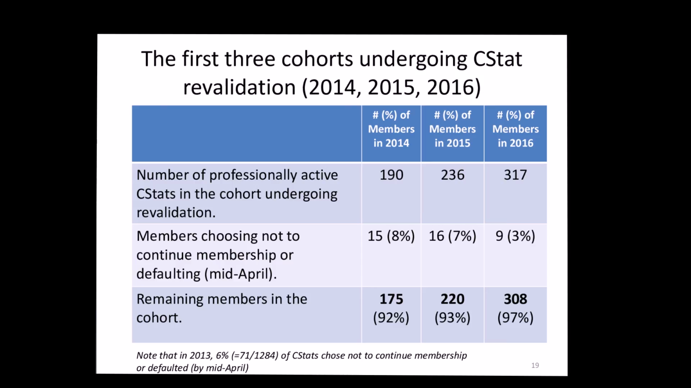So from the second row in the table, you will see that 3 to 8% of members chose not to renew, and in the subsequent table, it is the number in the final row of the table that is taken as the cohort size. And it should be noted that the introduction of revalidation has not led to an increase in the number of CStats defaulting at this stage. I think in the prior year, it was 6%.